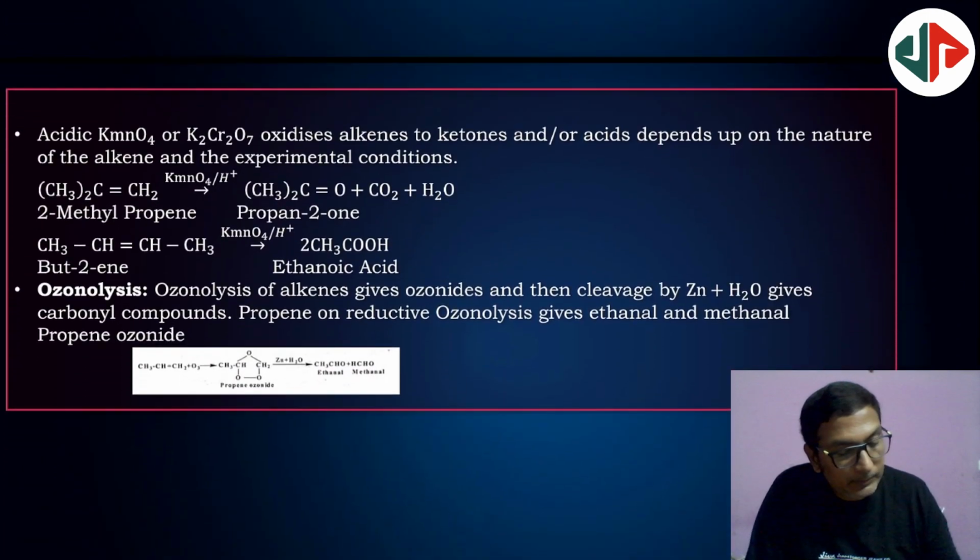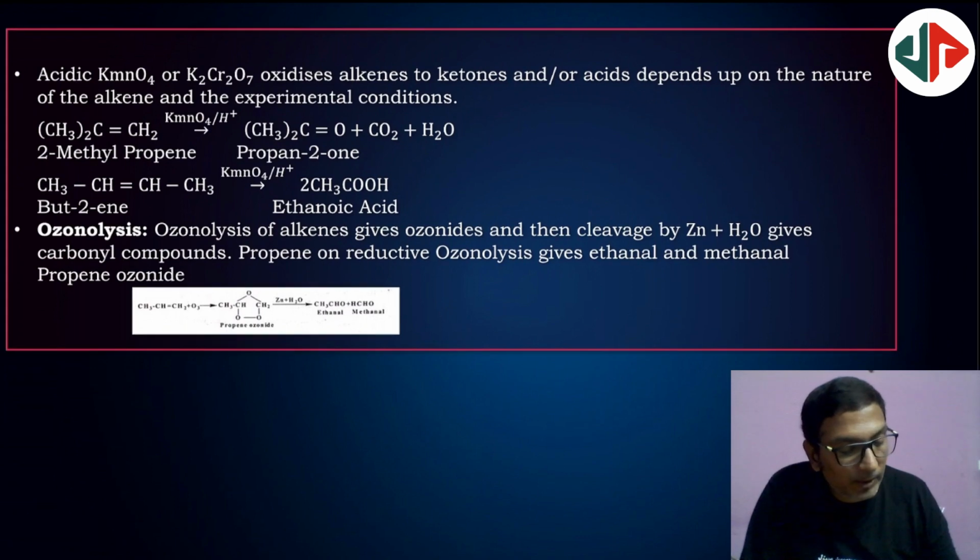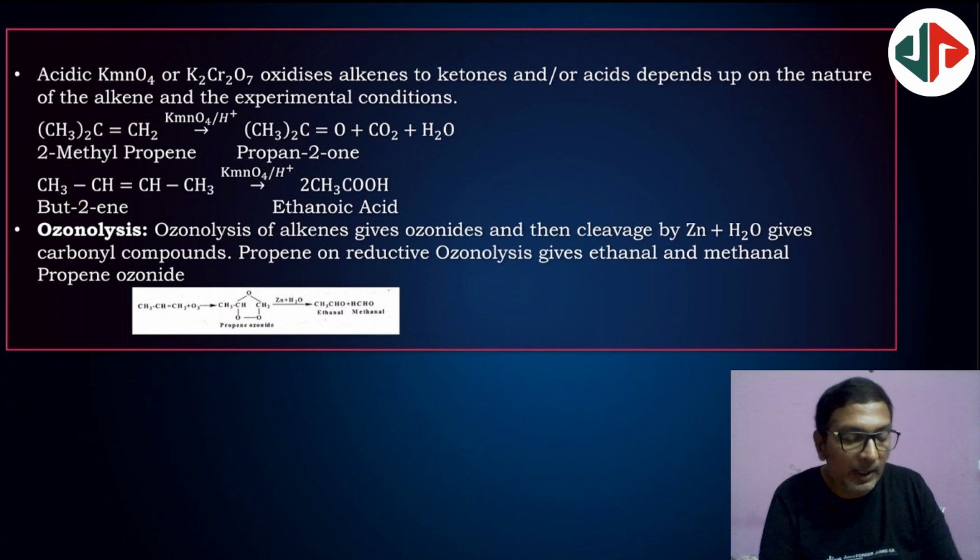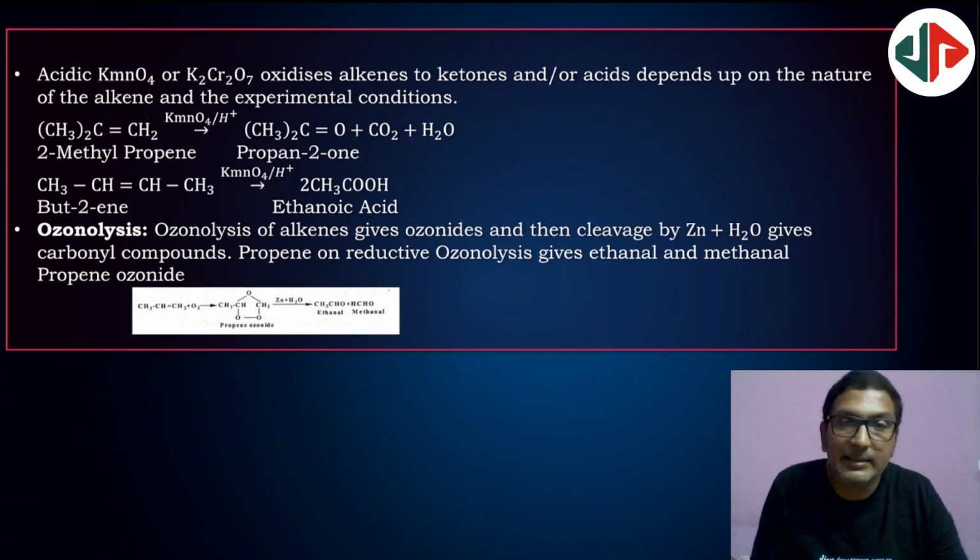Next, acidic KMnO4 or K2Cr2O7 oxidizes alkenes to ketones or acids based on the structure of the alkene. Here we can see, the doubly bonded carbon contains hydrogen. Therefore, it will be converted to formic acid. First, formic acid is most active. That will be converted again to CO2.